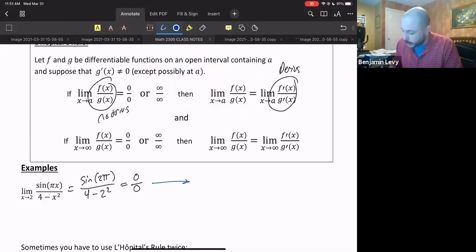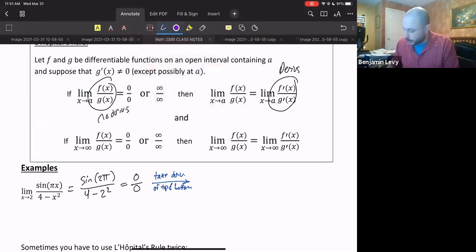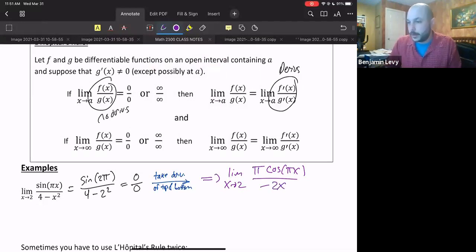So that had the indeterminate form. L'Hopital's rule says, take the derivative of the top and the bottom, do both the top and the bottom derivatives, and see if that fixes it. And so if we did that, we would get the limit as x approaches 2. The first one is a chain rule, and so it's going to end up being pi cosine of pi x. And the bottom one's a power rule that becomes minus 2x. Do those derivatives look okay? It's a chain rule and just a power rule.